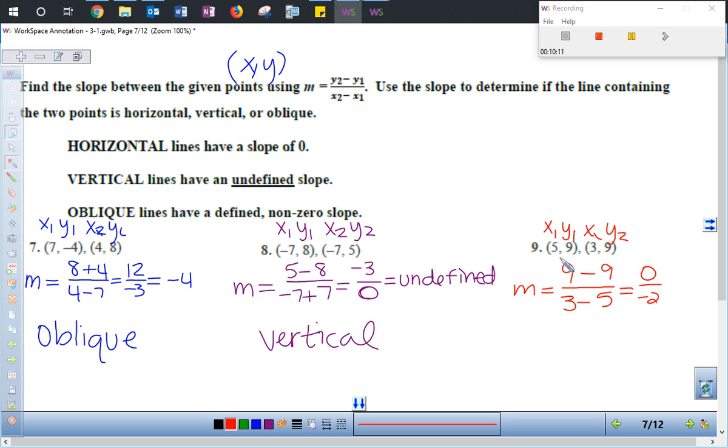Now this one is different from number 8 because on number 8 my 0 was in the denominator, but here I have a 0 in the numerator. And when the 0 is in the numerator, 0 divided by anything is just 0. So I have a slope of 0, which means that my line is horizontal.